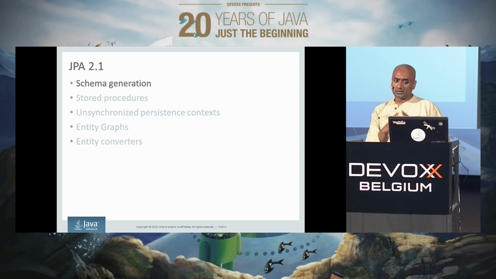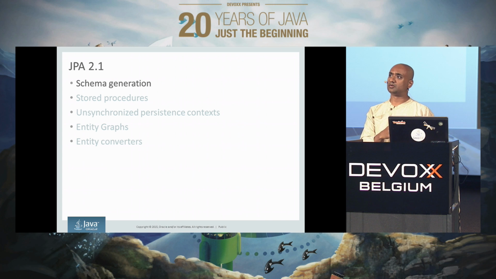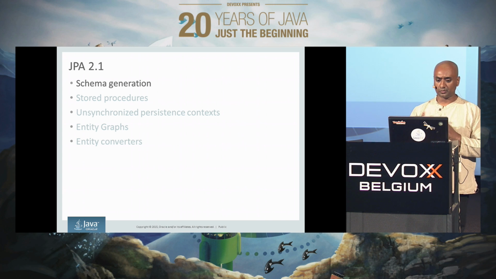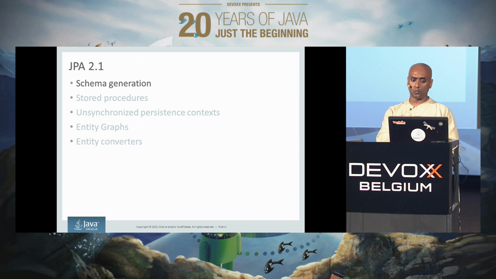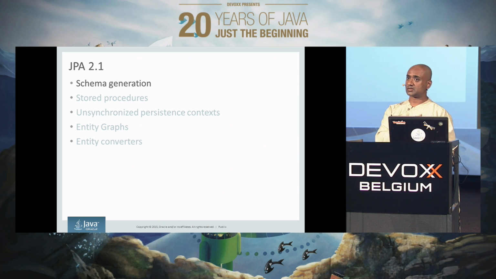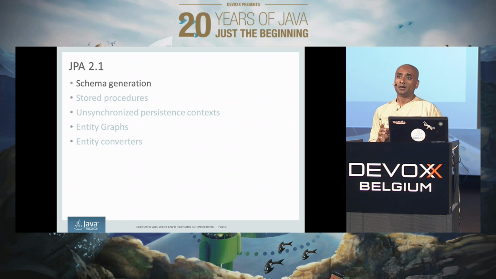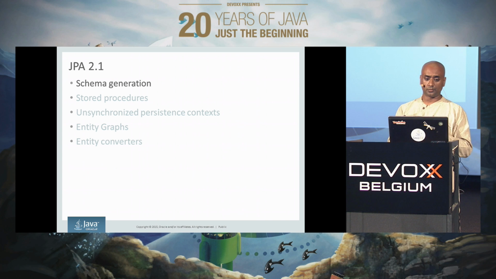Entity graphs. This is actually, in my opinion, probably the most important thing that was standardized as part of JPA 2.1. Let me explain the problem and let me explain what this feature actually implemented. So this is a feature actually that has existed in TopLink for a very long time. In fact, probably for the better part of 10 years. Let me describe what the problem is first.